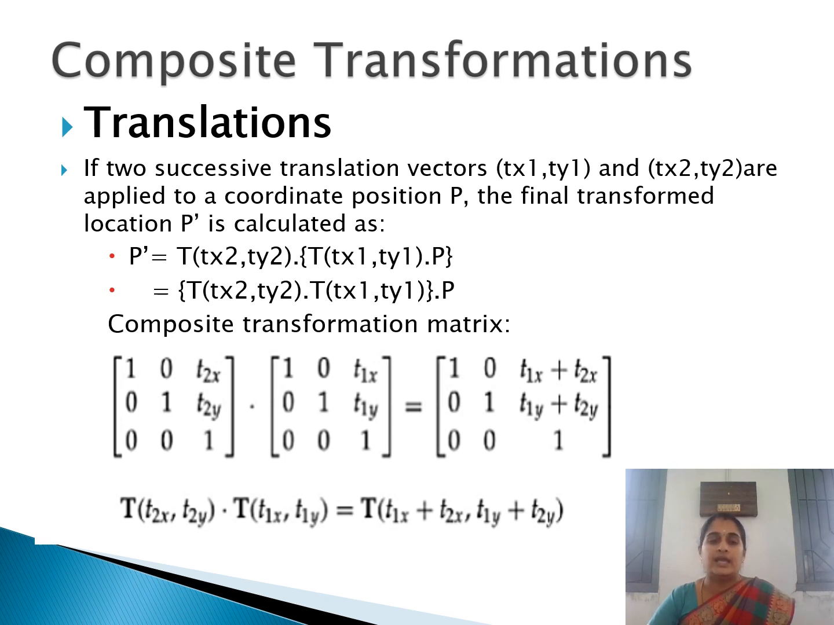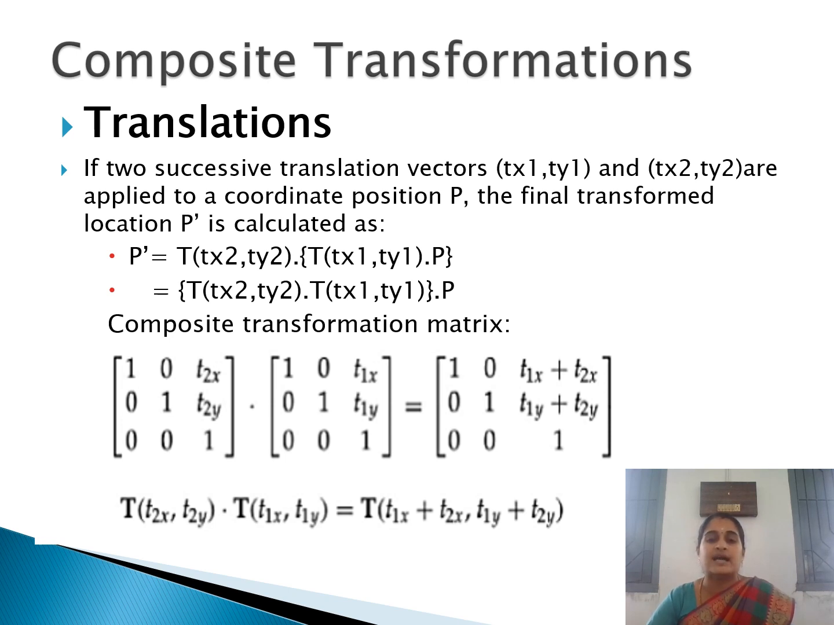Now we are going to see the equation P dash is equal to T of tx2, ty2 dot T of tx1, ty1 dot P. We have to go through this equation from right to left. Initially we take the coordinate position P and apply the translation vector T of tx1, ty1. Then we apply the other translation T of tx2, ty2. So we find the new location P dash.